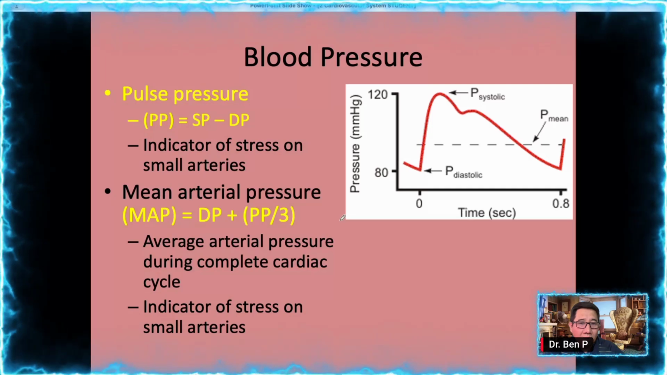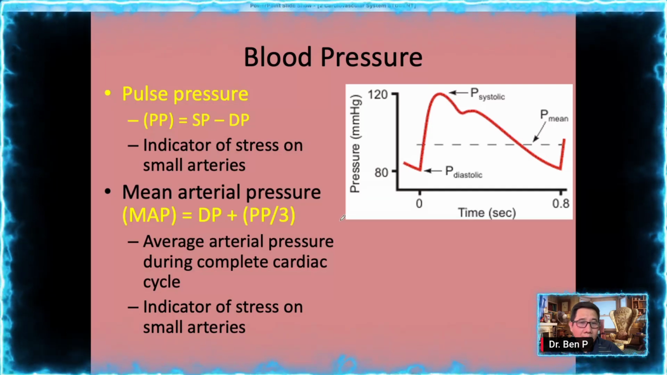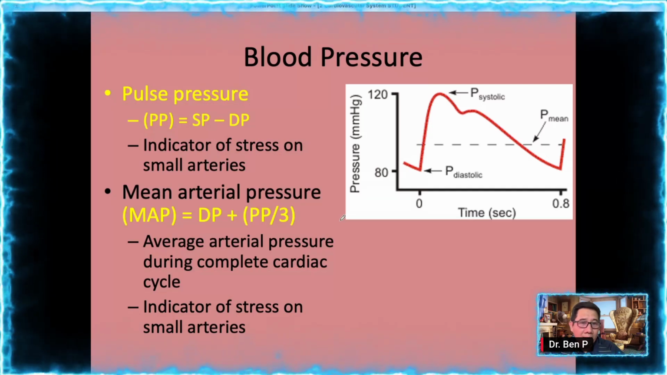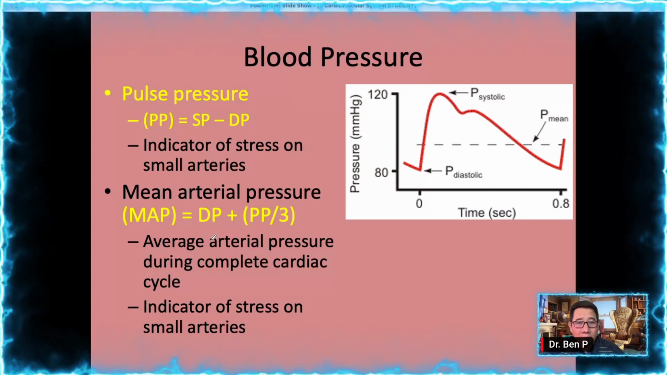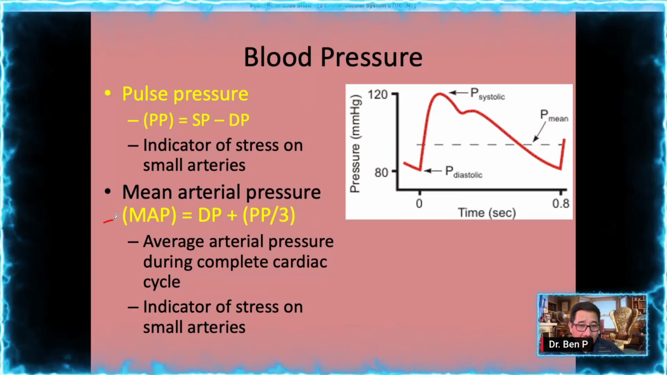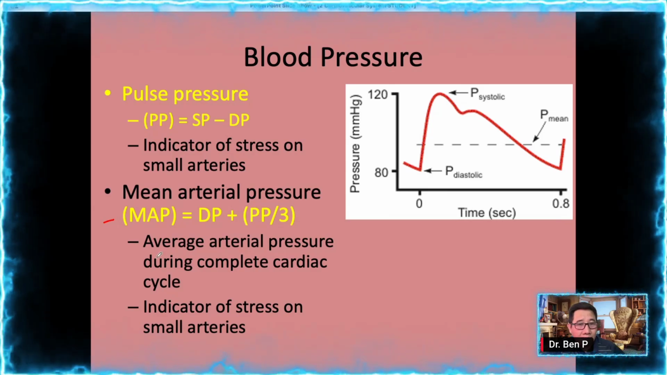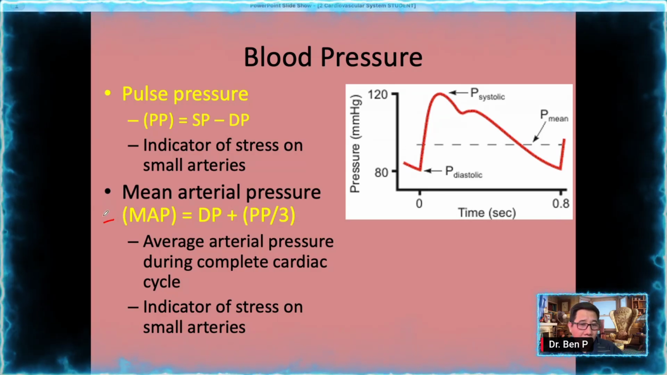This is how we calculate the pulse pressure. Pulse pressure is the systolic minus the diastolic, so the higher number minus the lower number. You do need to know the MAP, the mean arterial pressure, and how to calculate them for your test.